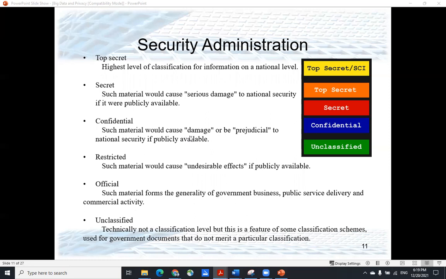And then you have confidential, such material would cause damage or be prejudicial to national security if publicly available. Now restricted, that will cause an undesirable effect if publicly available. And official information, such materials form the generality of government business, public service delivery, and commercial activity. Unclassified is technically not a classification level, but it is a feature of some classification schemes, and it's used for government documents that do not merit a particular classification.